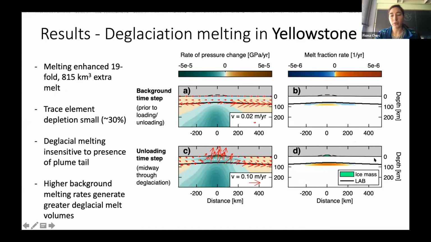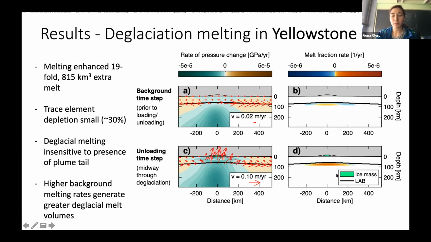Okay, and then on the bottom, I'm now showing a time step during which the model is being unloaded. So again, the green field shows the present ice extent at that time step. And the mantle rebounds, which leads to greater rates of decompression in deeper teal, and greater rates of melt generation over a wider extent.